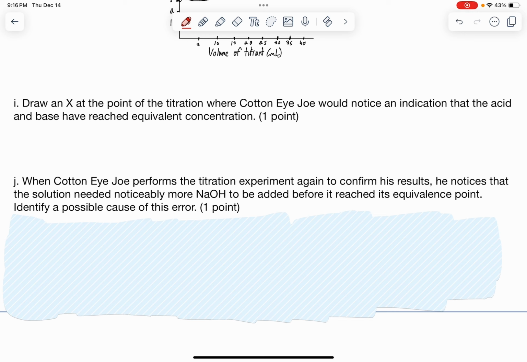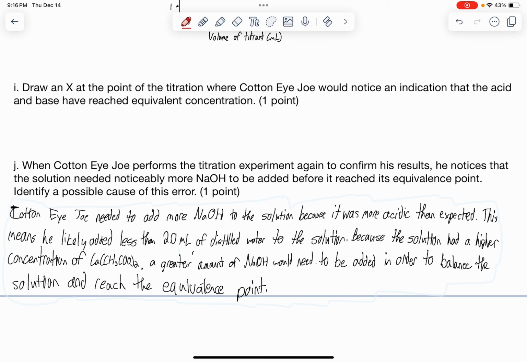So Cotton Eye Joe knows that this titration curve may not be perfectly accurate, so he is going to perform multiple rounds of the experiment. When he performs the titration again to confirm his results, he notices that in the second trial, he needed to add a lot more sodium hydroxide before he reached the equivalence point. So the final question is just, what could have caused this error? Why does he now need to add more sodium hydroxide? So he needs to add more of the base because the solution was more acidic than it was in the first trial.